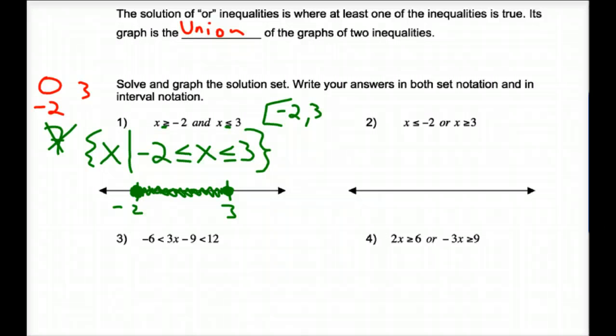Why is it a bracket at the end? Guys, why is there no infinity in it? Because it ends. It goes from one dot to the next point. It doesn't go to infinity or negative infinity. It's just the junk in the middle. So interval notation would be bracket negative 2, comma 3. And set notation would be all x such that negative 2 is less than or equal to x, which is less than or equal to 3.